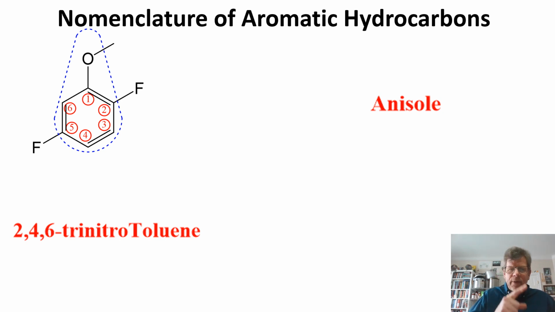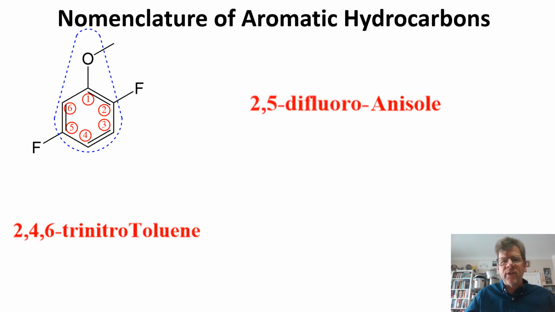Note that if I counted around the other direction, that would bring the fluoro groups in at the 3 and the 6. That's a higher numerical sum. So we're stuck with going around clockwise. We know which way we have to go around. So we see we have 2 fluoros, 1 at the 2 and 1 at the 5 position. So this would be 2,5-difluoroanisole. 2,5-difluoroanisole. So using these IUPAC-esque rules, we can, I don't like to say easily, but sequentially come up with that name. Let's look now at the one on the bottom.